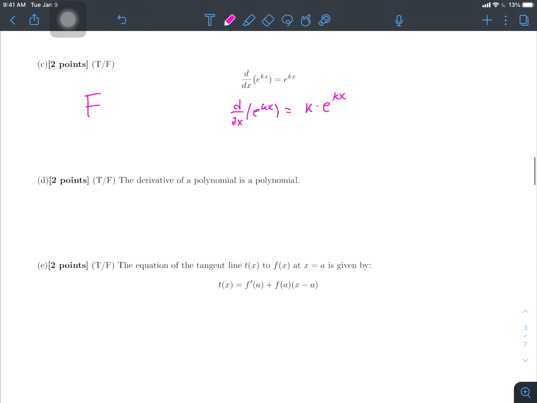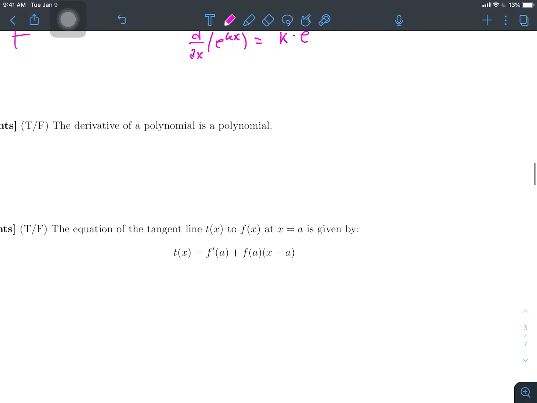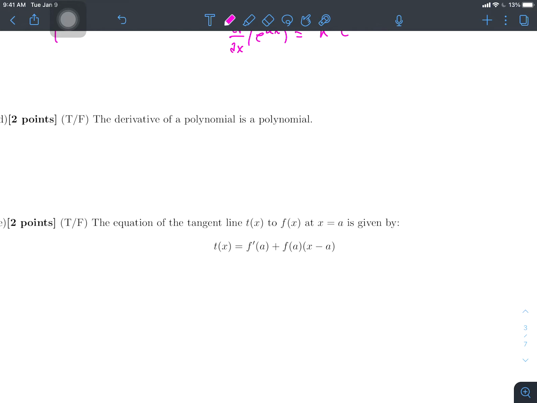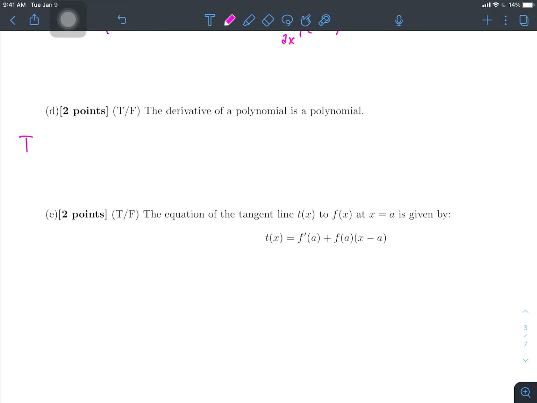Okay, so D, the derivative of a polynomial is a polynomial. This is a great question, and it is true. To see that it is true, let's just think about what the definition of a polynomial is. We said it would be an times x to the n plus dot dot dot plus a1x plus a0, right? So the question is, if we take the derivative of this thing, are we going to get something else which is also a polynomial, meaning that it also has non-negative integer powers?